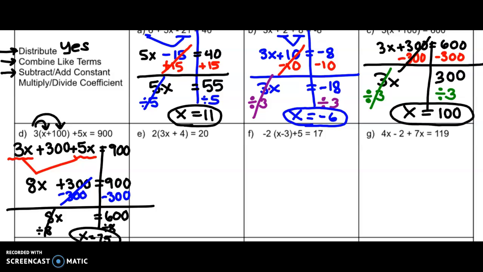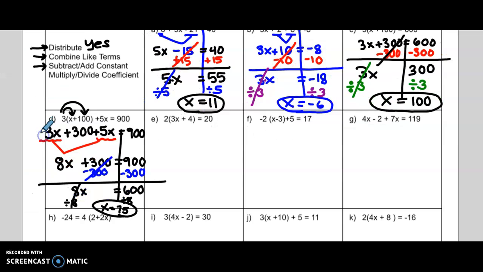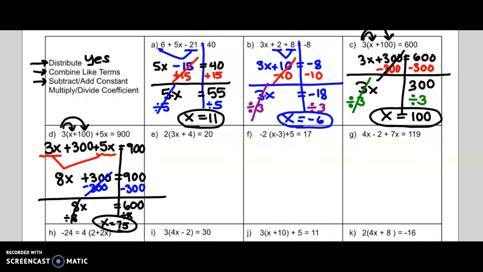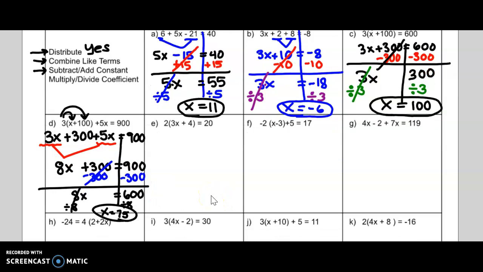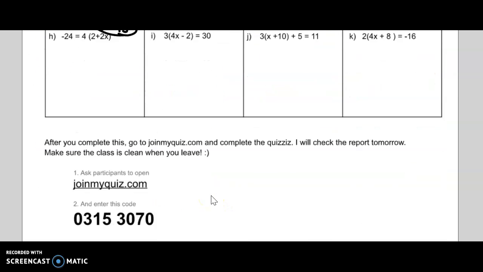Okay, so we did 4 problems together in this video. So make sure you have those 4 problems down and then go ahead and do the rest of the problems on your own. You guys can work with a neighbor if you need to. And then once you're done with this worksheet, make sure you turn it in and begin the quizzes. And the code is going to be at the bottom.